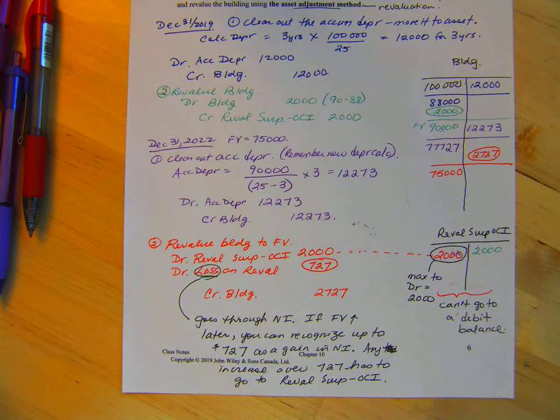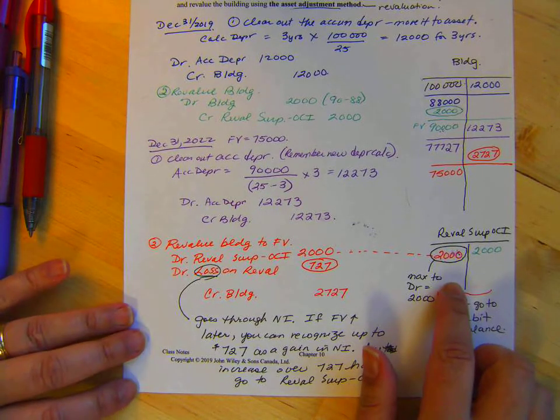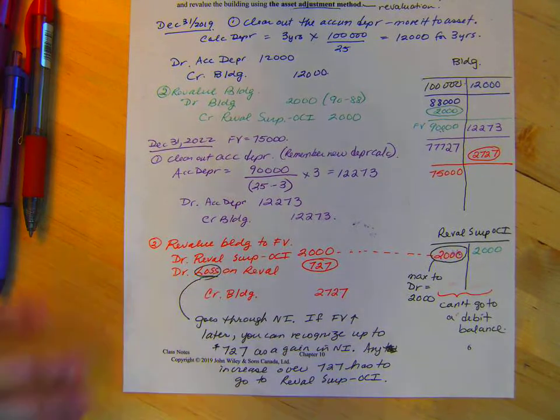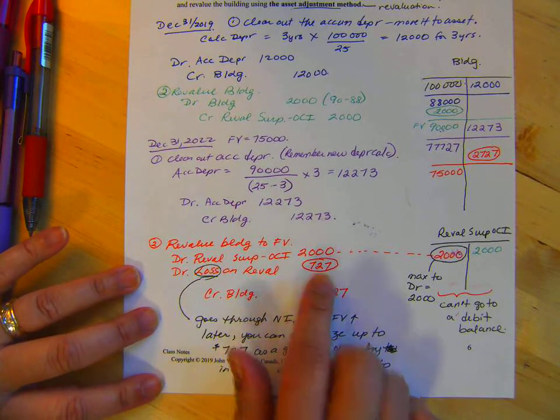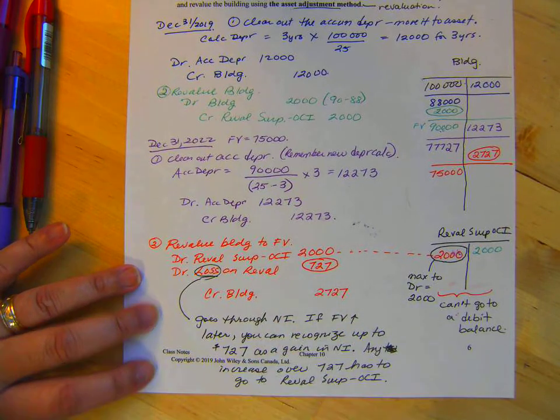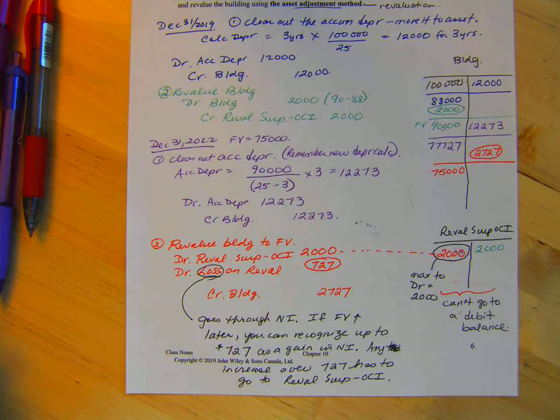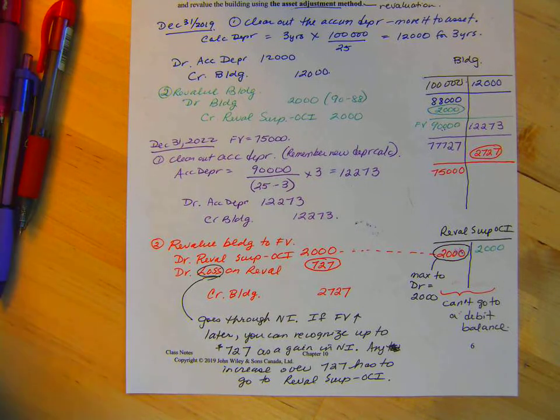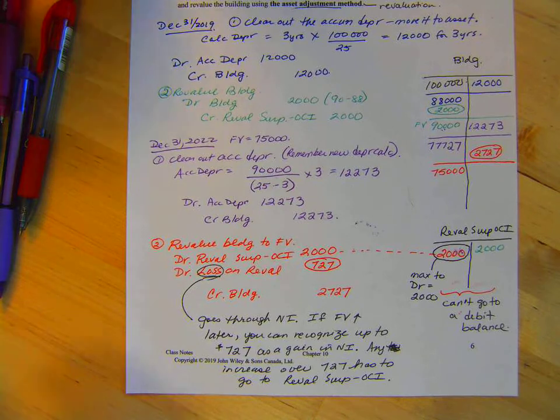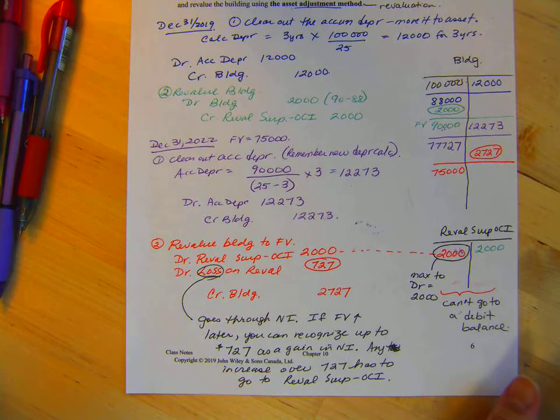So bear in mind, we said this revaluation approach should go through an OCI account. But there are exceptions. That can't go to a debit balance, so we can have a loss. But in the future, if your building went up again, you can put up to 727 as a gain through net income. All the rest has to go to OCI. Okay? So this stuff gets a little tricky. Okay, let's go to page 7 and finish off this question.